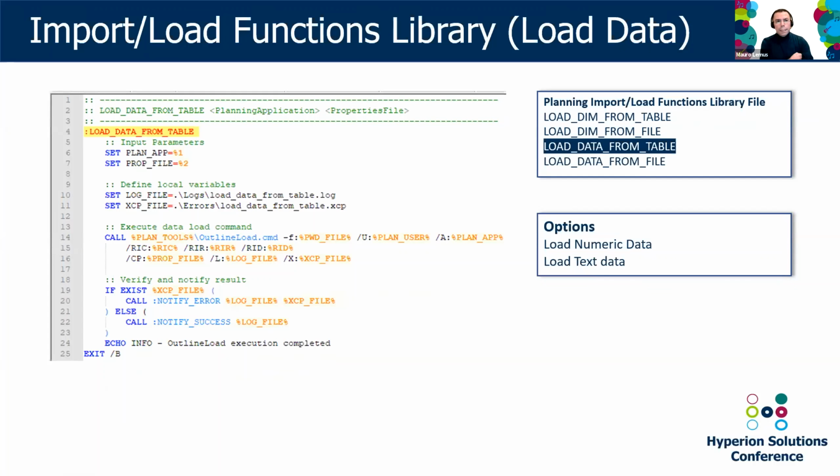All right, in the same way, you can create load data from table. A very similar concept. So you identify the parameters that are needed to load data from table, and the behavior, indicating which type of data I'm loading and what the source is, comes from the property files. But it's a very similar idea. So with this function, you can load numeric data, you can load text data, and so forth.